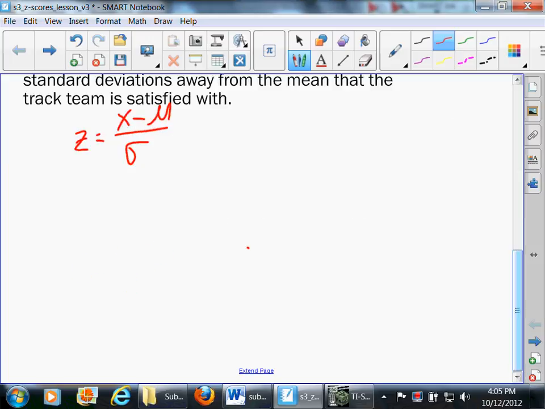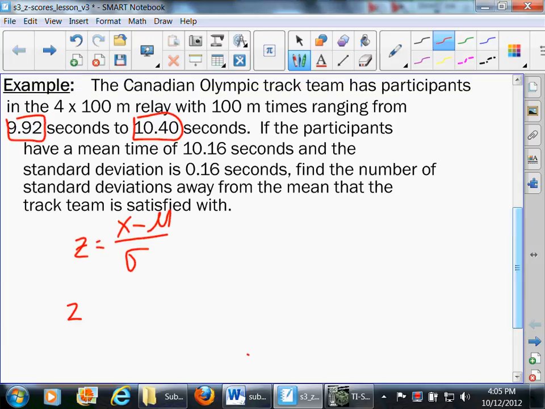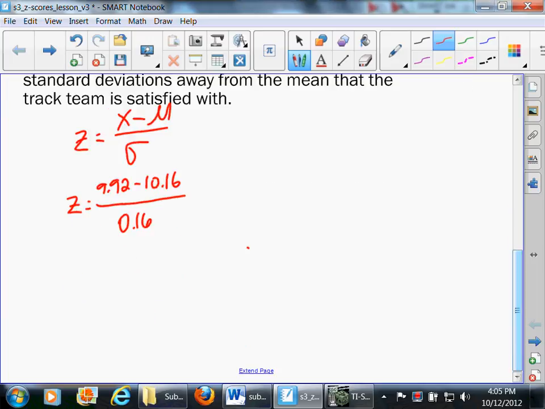Okay? So what's x? Well, the first x is 9.92. So z equals 9.92 minus the mean, which is 10.16 seconds, over the standard deviation, which is 0.16. So all we have to do is figure that out. We're going to get negative 0.24 all over 0.16, and if we divide those two together, we get negative 1.5. So the z-score is negative 1.5.